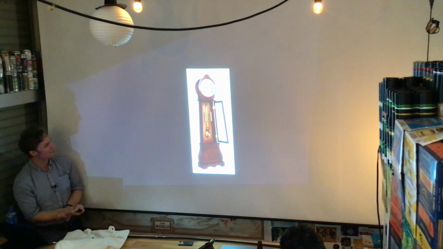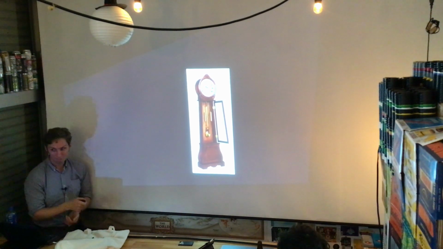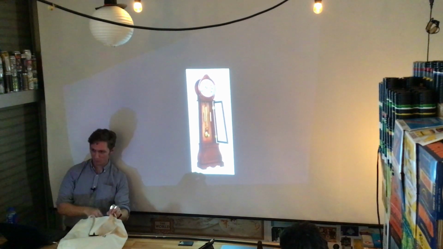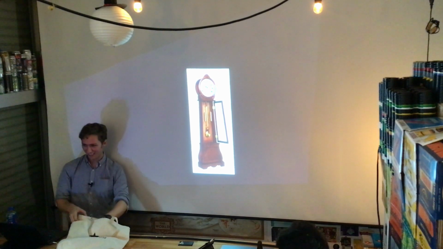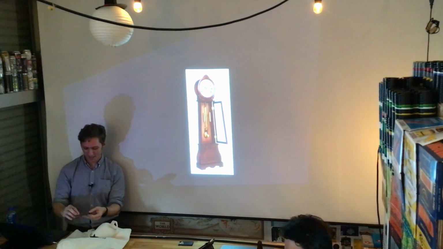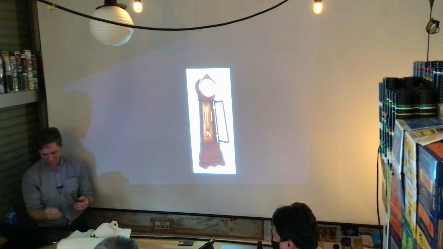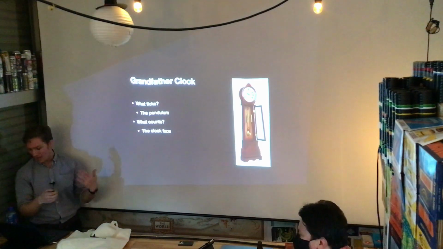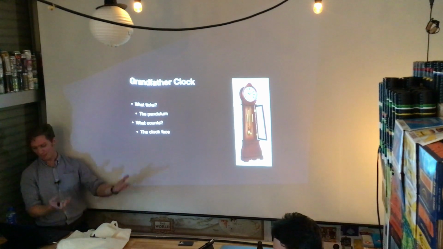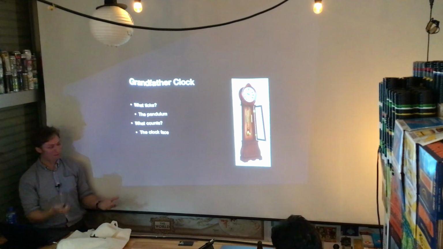What ticks and what counts? Pendulum. The pendulum swings. What counts? The hands, right? The clock face, the hands. I've got to give you that. Do you want a big one or a small one? I'll give you a big one. Engineer Cafe branded sundial. Thank you very much. Exactly, right? And so this is key to precision timekeeping. The pendulum swings at a regular rate, and the clock face keeps count of everything that's going on.